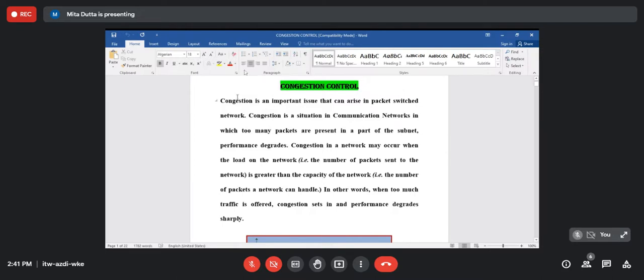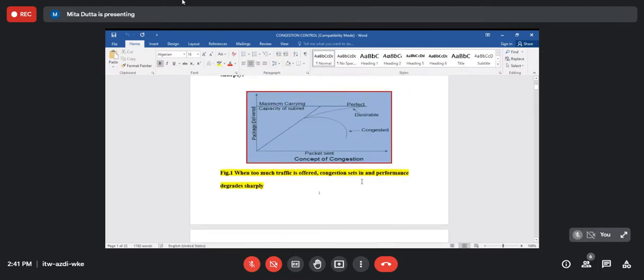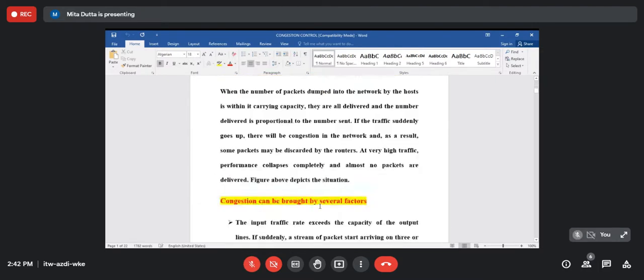Clear? Yes, ma'am. Now, why this congestion occur in a network?